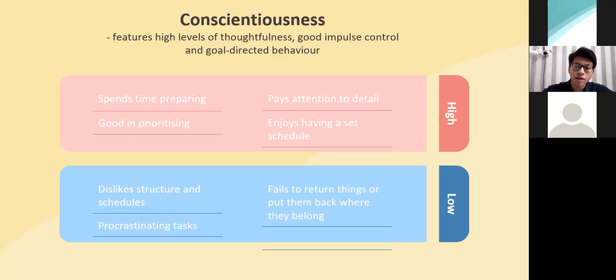But in contrast, those low in this trait will tend to procrastinate. They dislike structure and also schedules that are already fixed for them. So they do not like a rigid schedule. Next.